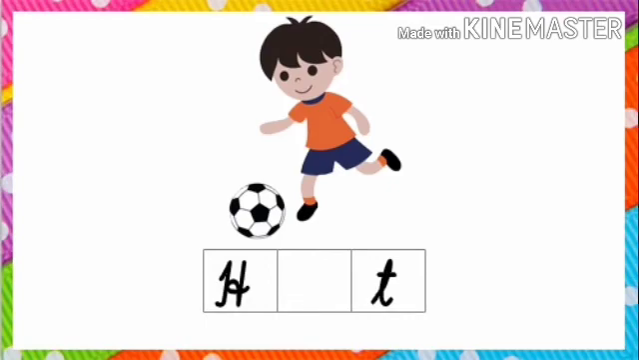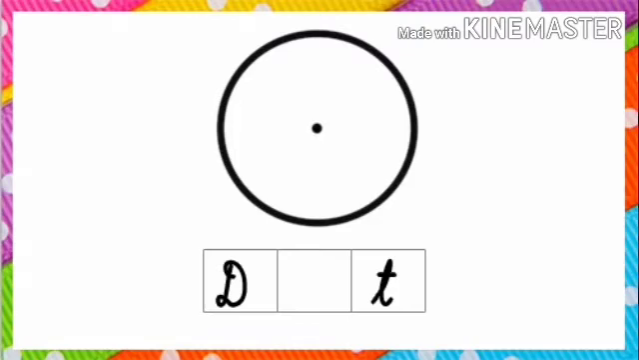Which picture is this? Yes, it's a picture of hit. Sound of the word, H, I, T, hit. When the beginning sound is H, letter is H. Ending sound is T, letter is T. What about the middle sound? Which vowel comes here? I says i. Fill the correct vowel and make the word complete. H, I, T, hit.